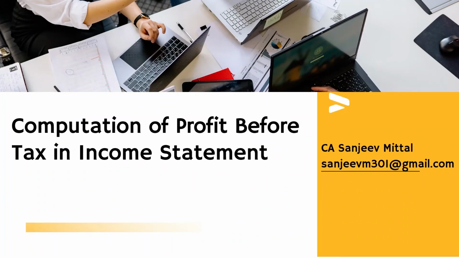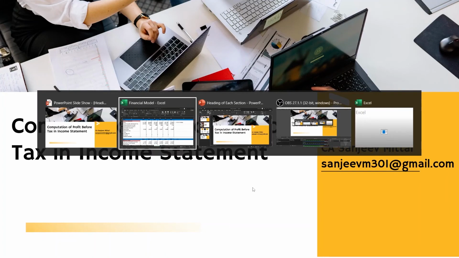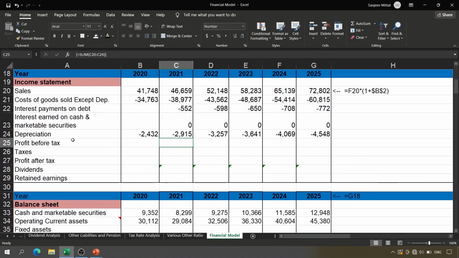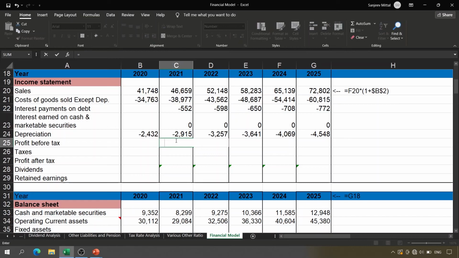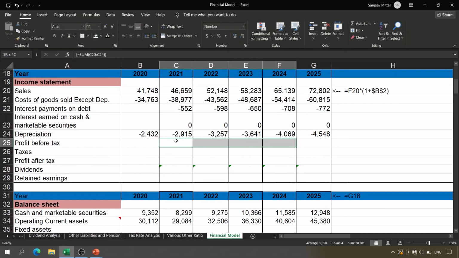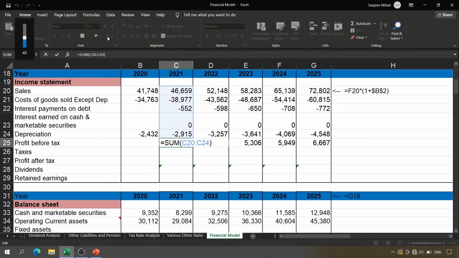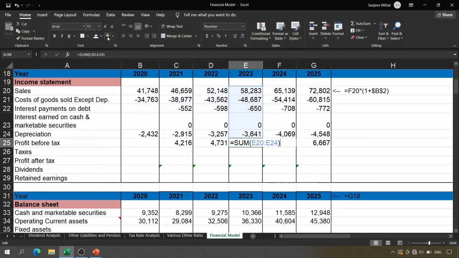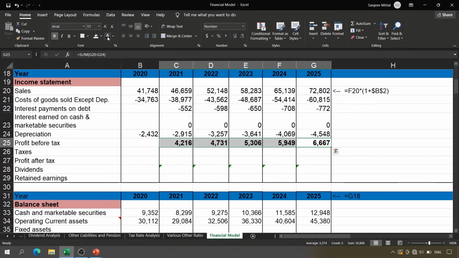Let's try to compute our profit before tax in our income statement. For that purpose, we shall go to our income statement and there is profit before tax. And inside this profit before tax, we have already calculated our numbers. We just simply need to convert these numbers and use them. So this is our profit before tax. If we sum all of these numbers, as you can see above, these all numbers are reflecting our profit before tax. This profit before tax shall be used further for calculating taxes on these.